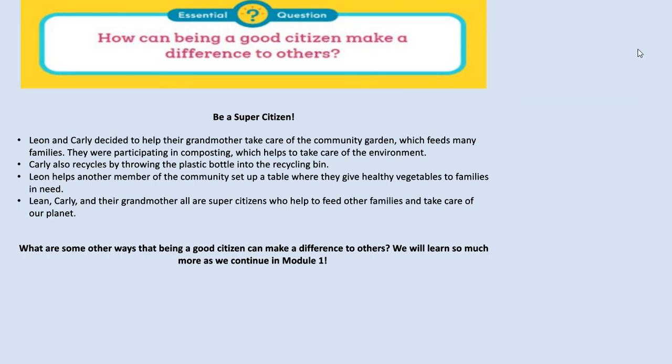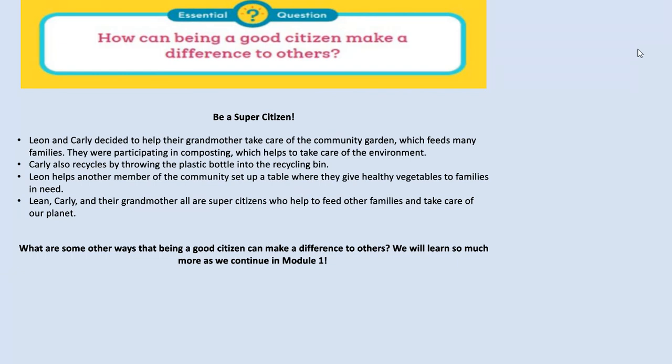composting, which, by the way, helps to take care of the environment, right? They are being super citizens in their community and also in their family. Carly recycles the plastic bottle by making sure it goes in the recycling bin. That's also being a good citizen and taking care of the environment.